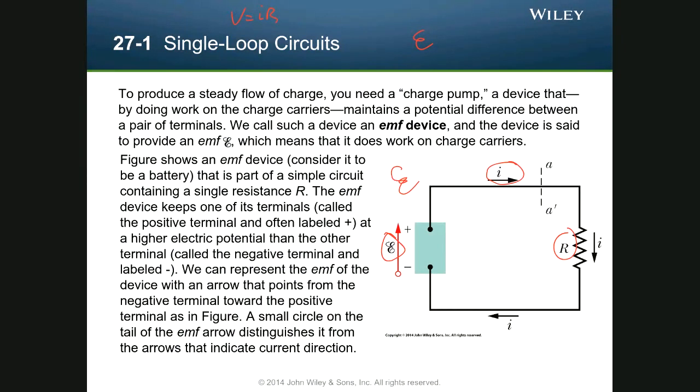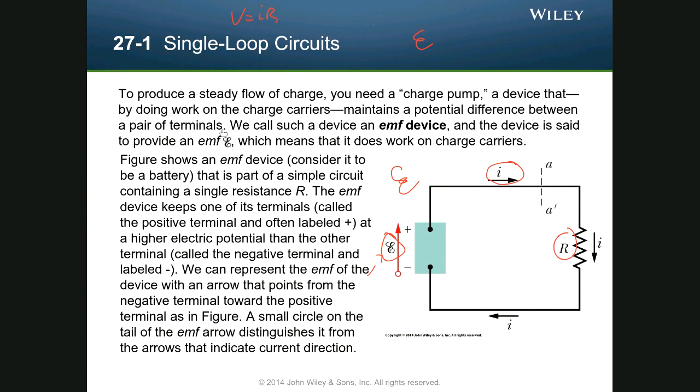So we want to talk about this quantity, which is called the electromotive force. If we have a device that produces a steady flow of charge, I want you to notice some of the wording here. To produce a steady flow of charge, you need a charge pump, a device that, by doing work on the charge carriers, maintains a potential difference between a pair of terminals. I don't like this part of it because, and I'll explain why in a minute.